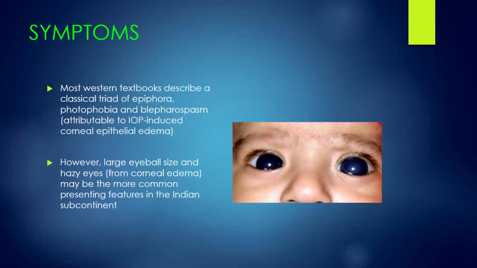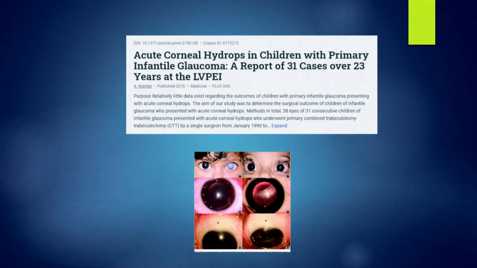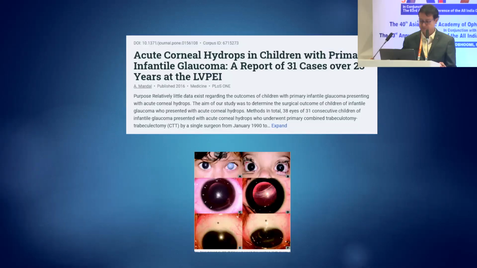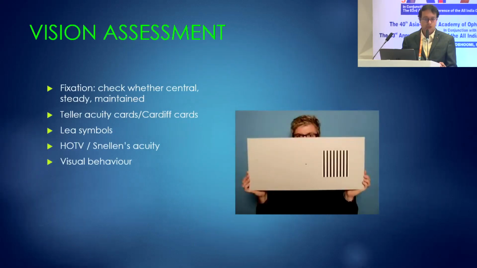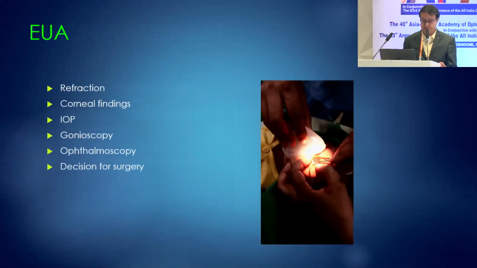Coming to the symptoms, the classical symptoms described in most Western textbooks is a classical triad of epiphora, photophobia, and blepharospasm, which is attributable to the IOP-induced corneal epithelial edema. However, in the Indian subcontinent, large eyeball size and hazy eyes from corneal edema may be the more common presenting features, and a rare presentation can be acute corneal hydrops. So the vision has to be assessed according to age-appropriate methods.